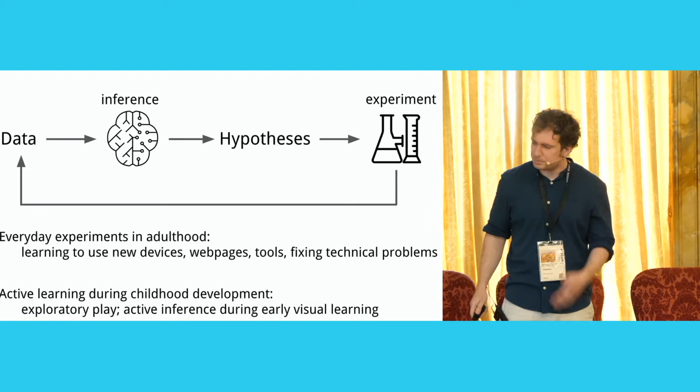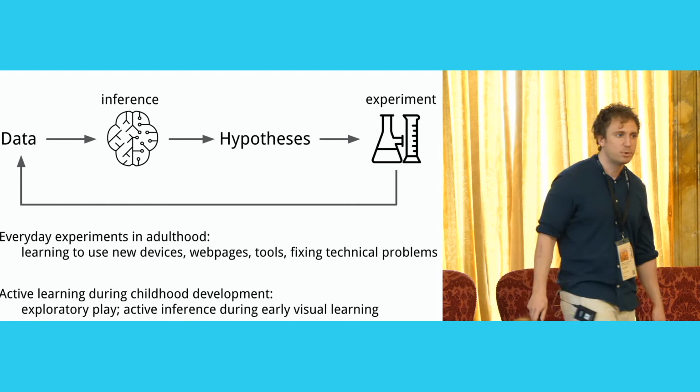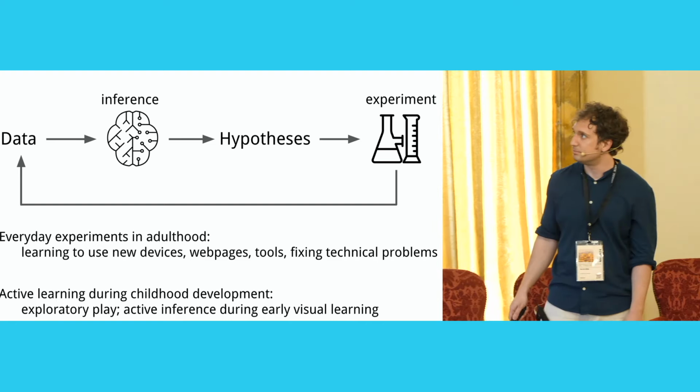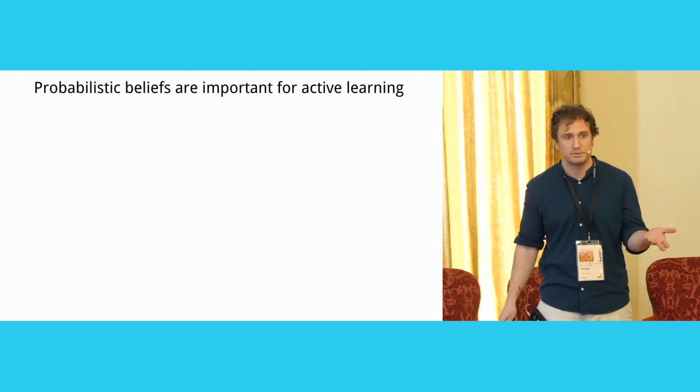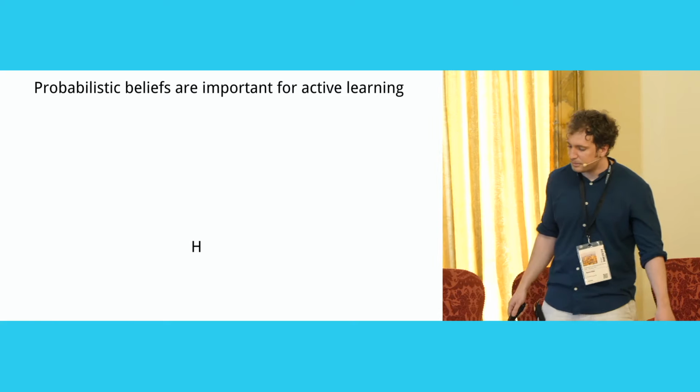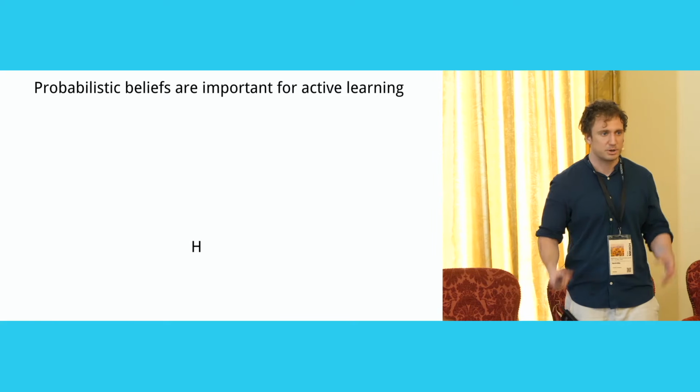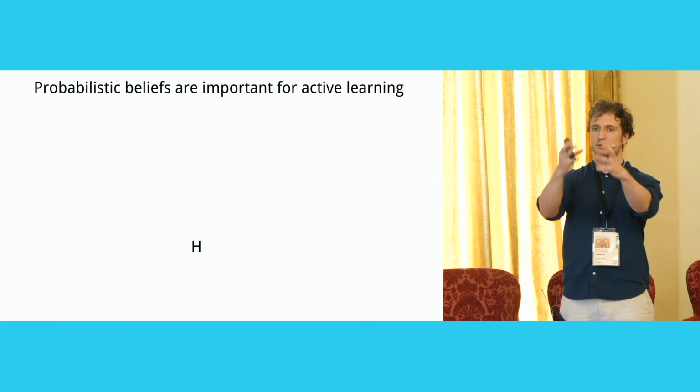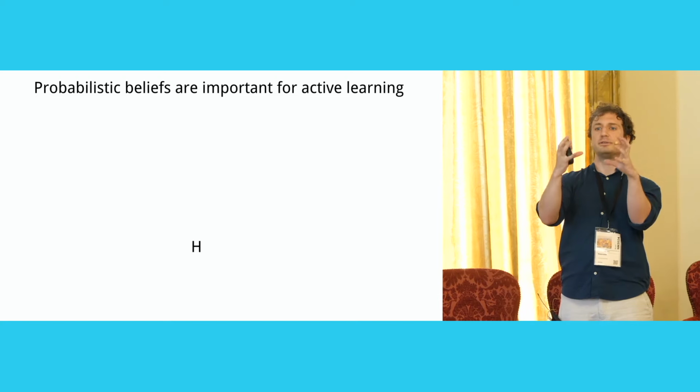So in order to build this model, it's really important to have probabilistic beliefs, because we need to make good experiments. So to understand that, imagine that we just had one hypothesis. Like we concentrate all our beliefs on this one hypothesis, and we say, I think this explains the data.